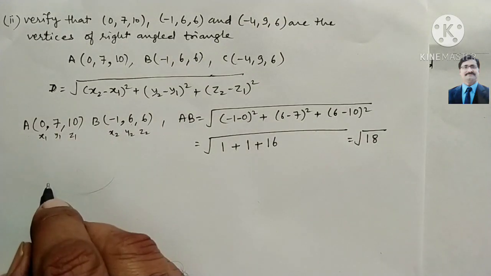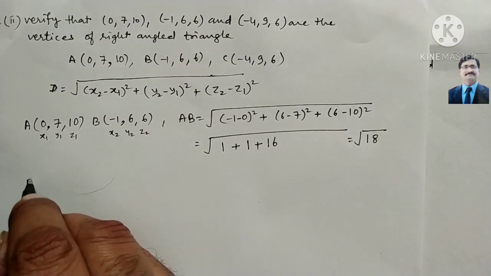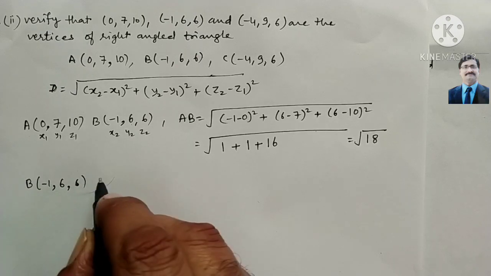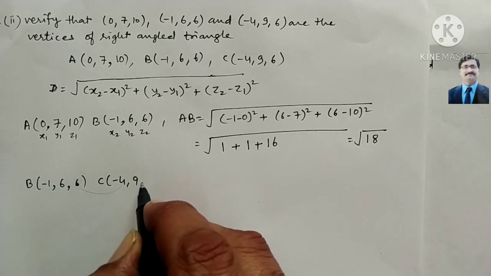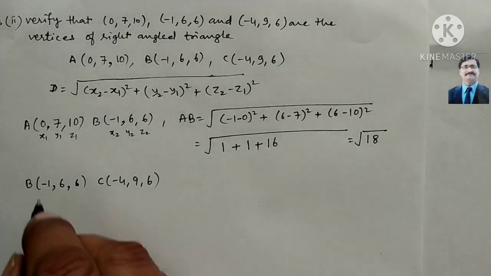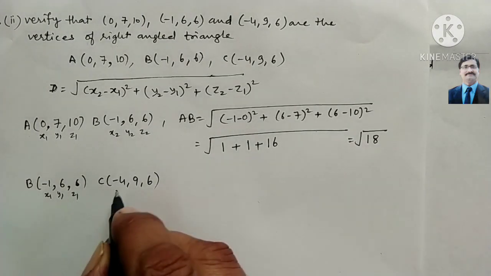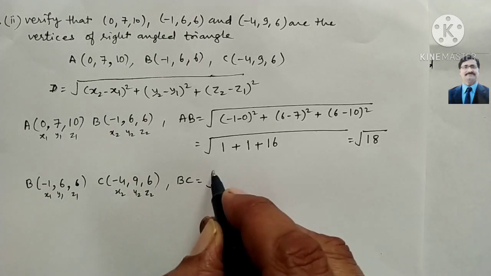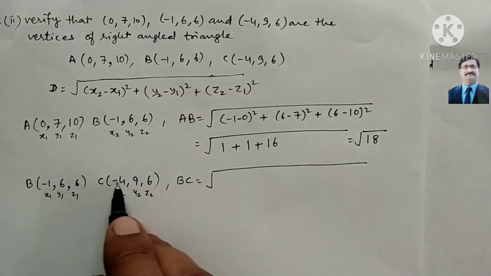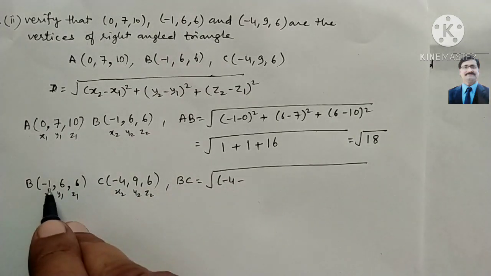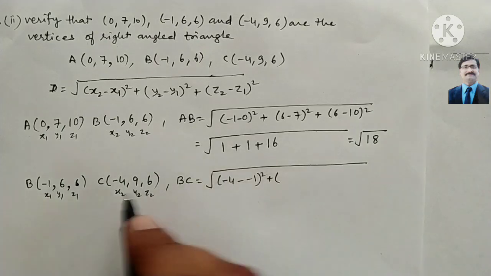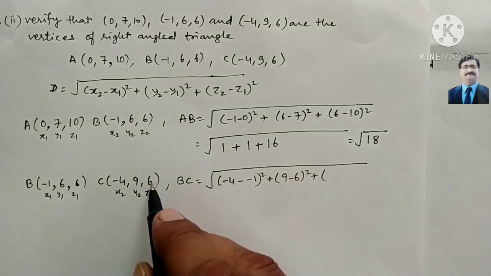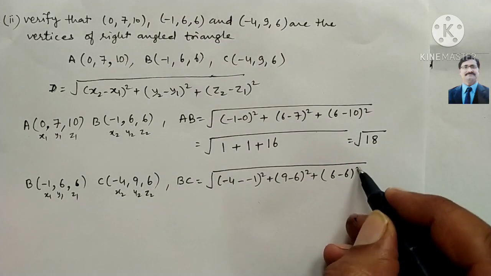All of you understand? Next we have to find the distance BC, and B is here minus 1, 6 and 6, and C point is here minus 4, 9 and 6. Then this is x1, y1 and z1, this is x2, y2 and z2, and here we have to find the distance BC. And for distance BC, x2 minus x1 means minus 4 minus minus 1. And look here, y2 minus y1 means 9 minus 6 whole square, and z2 minus z1 means 6 minus 6 whole square.